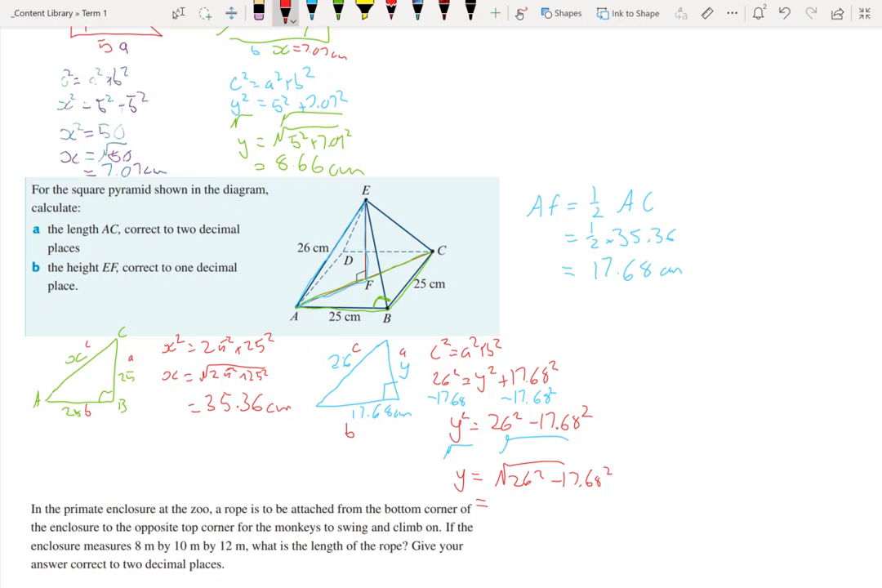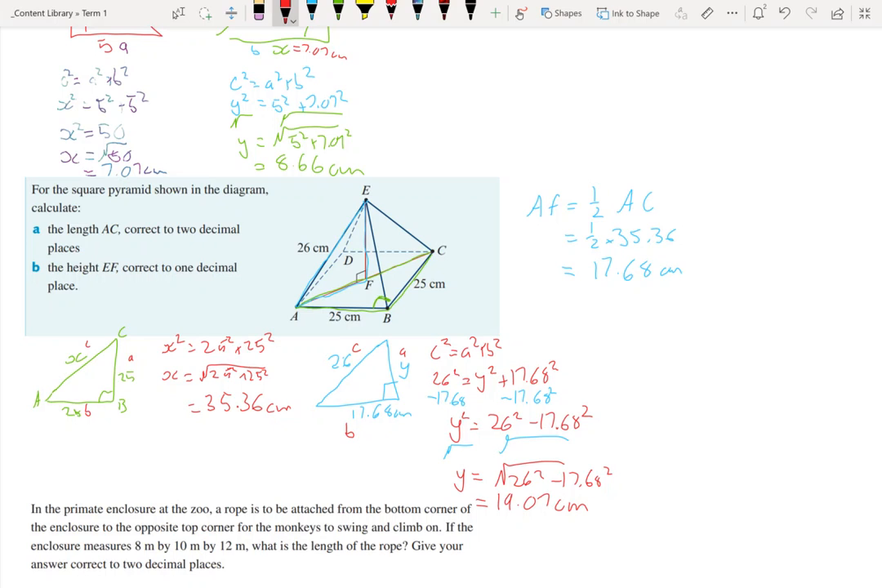And if we put that in our calculator, square root of 26 squared minus that squared is 19.07 with rounding, and we're working in centimeters. So there you go, the height of that pyramid is 19.07.